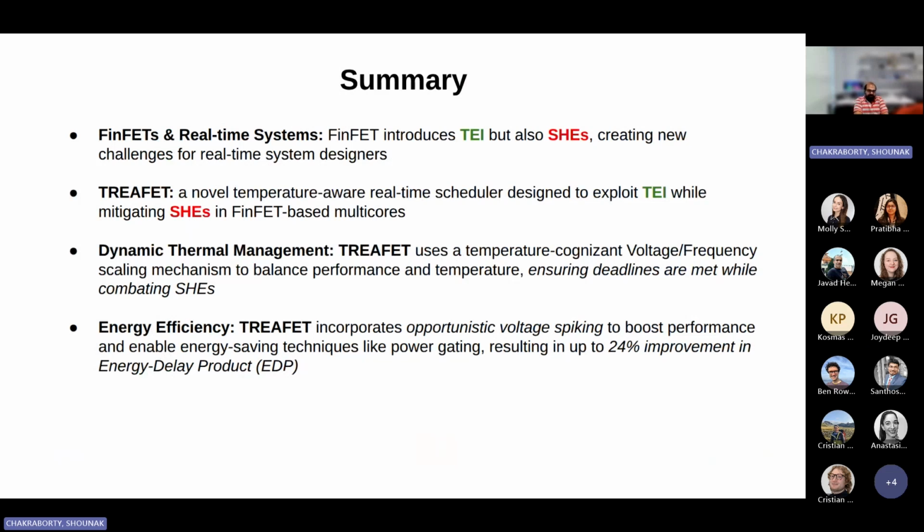That is FinFET versus real-time systems. FinFET introduces TI, but also SHEs, creating new challenges for real-time system designers. And FreeFET is a novel temperature-aware real-time scheduler designed to exploit TI while mitigating SHEs in FinFET-based multicores. Dynamic thermal management, or DTM, is involved in FreeFET, using a temperature-aware voltage frequency scaling mechanism to balance performance and temperature, ensuring deadlines are met while combating SHEs. In terms of energy efficiency, it has a 24% improvement in energy delay product by incorporating opportunistic voltage spiking to boost performance and enable energy saving techniques.